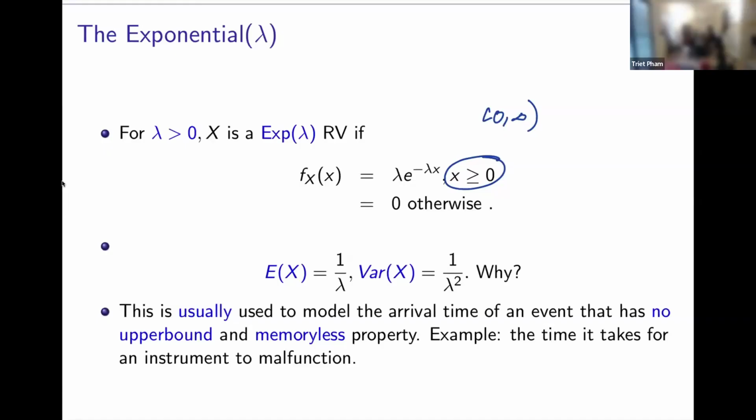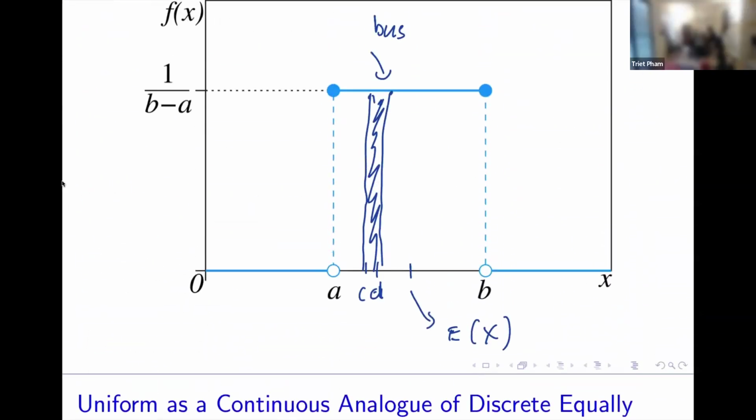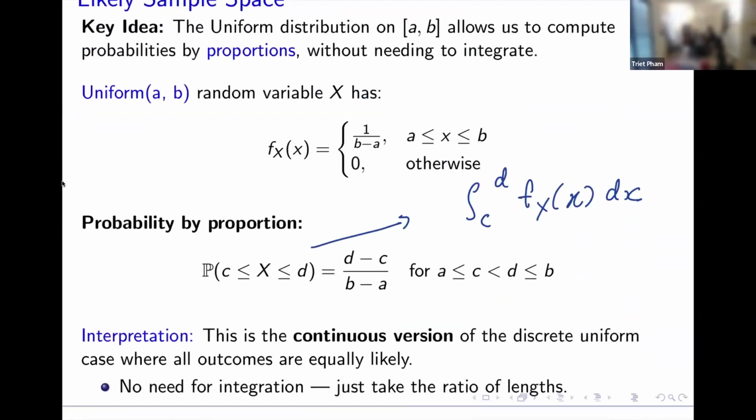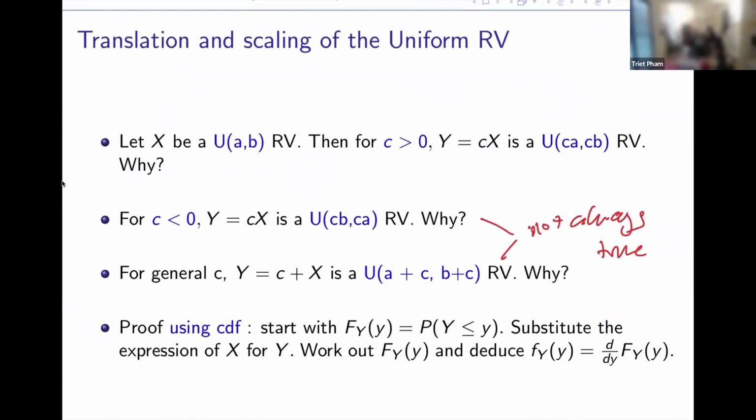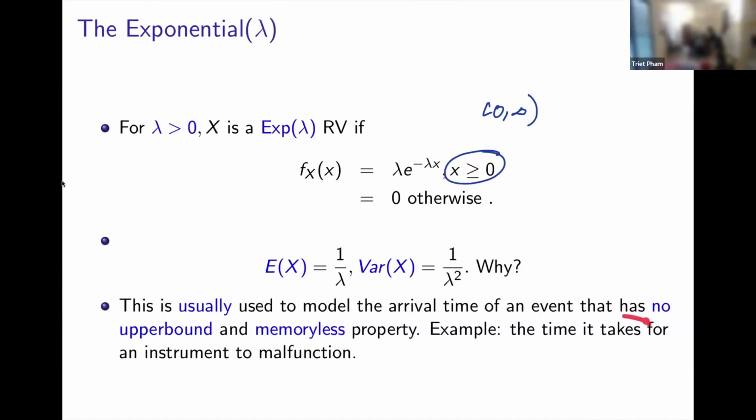Okay. And also notice it has infinite support, 0 to infinity, versus the uniform, which has finite support. Okay. And this should be kept in mind for many reasons. The first is that it's also used as a time model, like the time it takes for an instrument to malfunction.